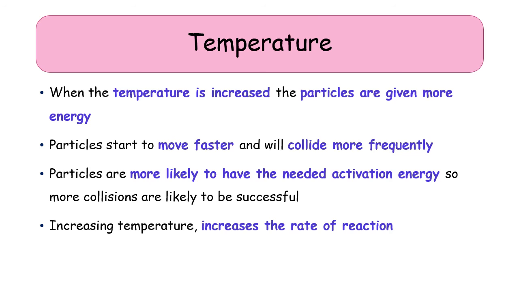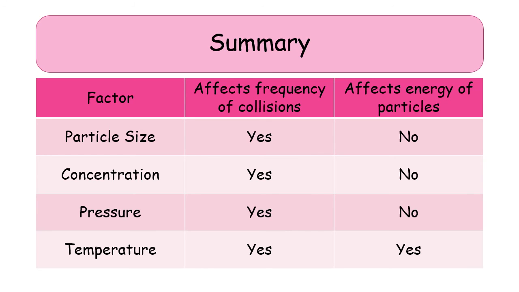So to summarize, I've listed the 4 factors, and then I've said whether or not it affects the frequency of collisions or whether or not it affects the energy that the particles have. And you can see that particle size, concentration, and pressure all affect the frequency of collisions, but have no effect on the energy, whereas temperature alone affects the frequency of collisions and also gives the particles more energy, which is why temperature is the most important factor at controlling the rate of reaction.